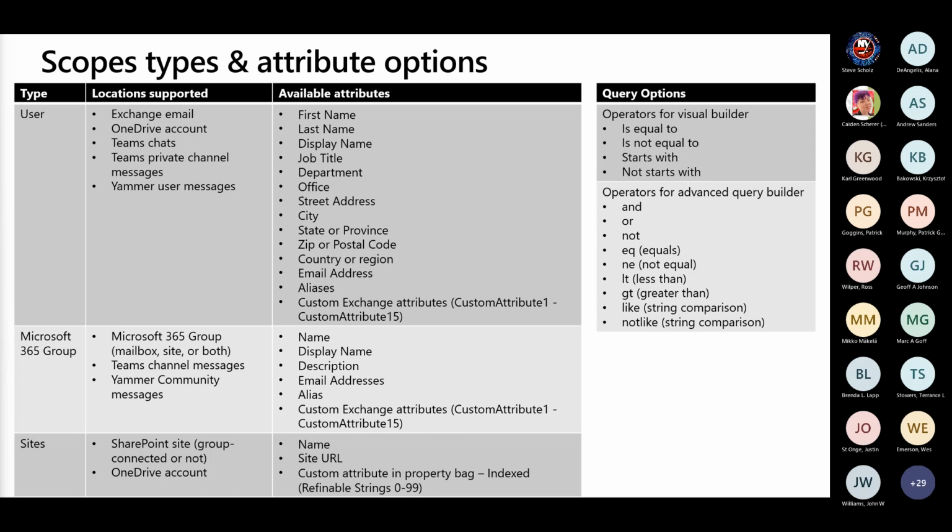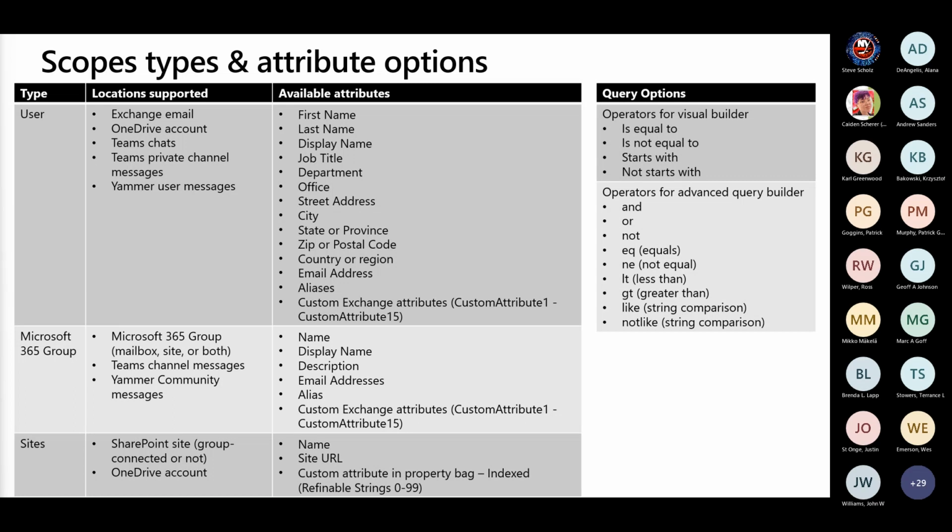Each of these different types has various attributes or properties that you can scope to, and they're not necessarily the same across them, but they are very flexible, especially since custom attributes are supported and property bag values for SharePoint. So you have the ability to add in your own custom information and then filter based on that. And we're going to do that in the demo as well.